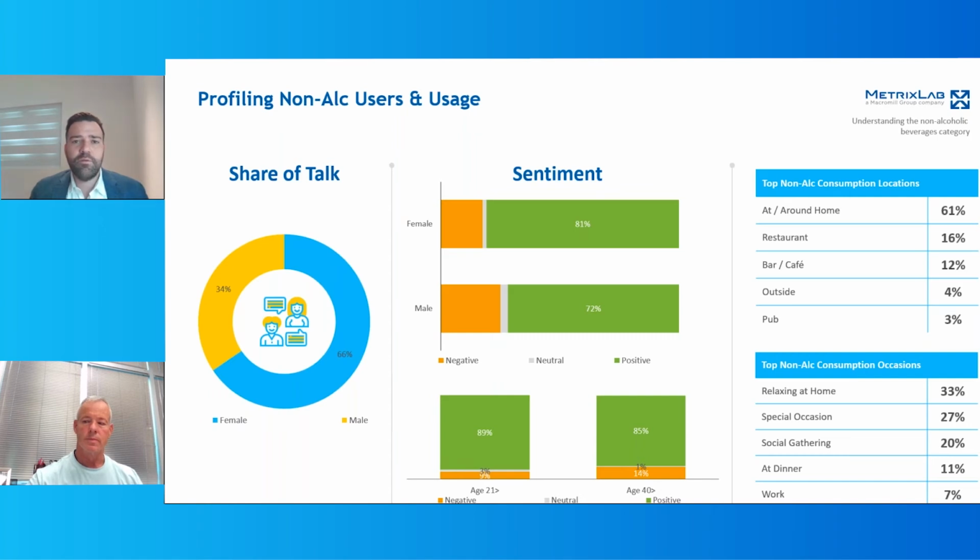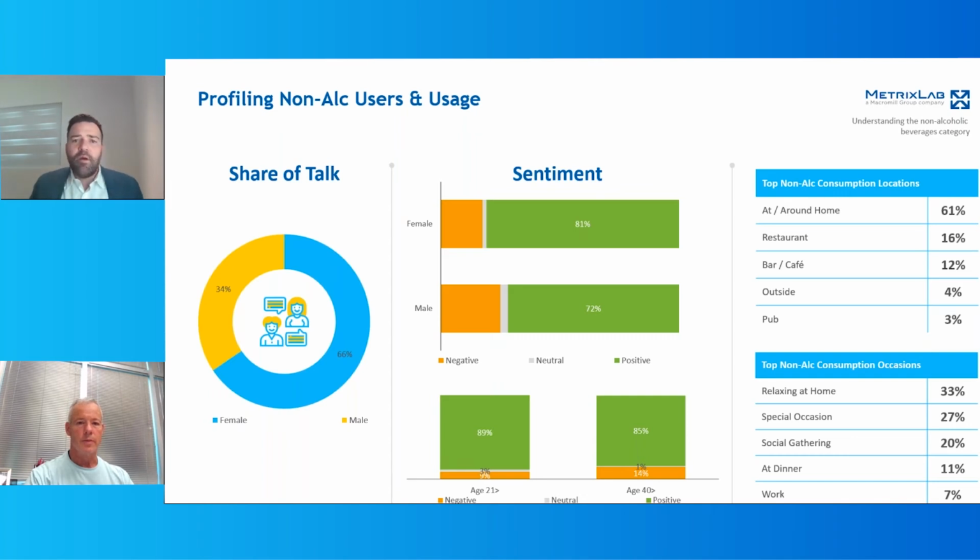When you move down to those vertical charts, we take a look at what that dynamic looks like from an age perspective. 89% positive talk among those older than 21 years old, 85% among those that are older than 40. The real takeaway here is that talk about the non-alcoholic offerings is largely positive, be it among different genders, be it among different age groups. This is something that people are overwhelmingly embracing.